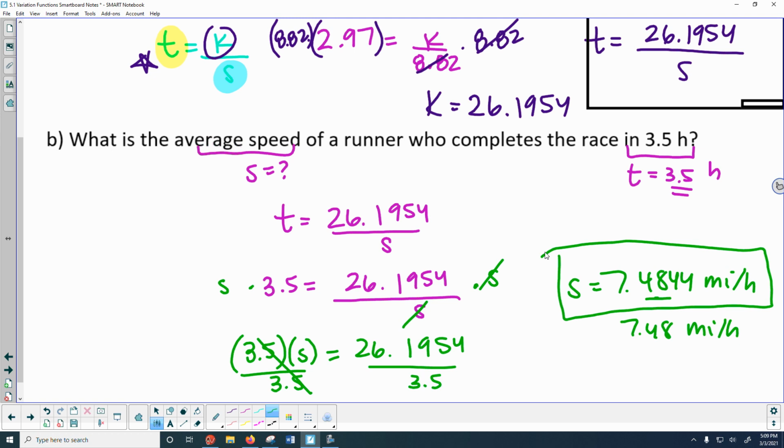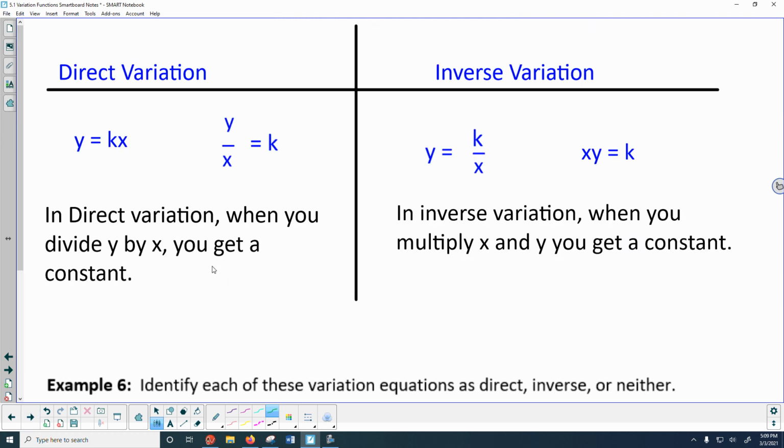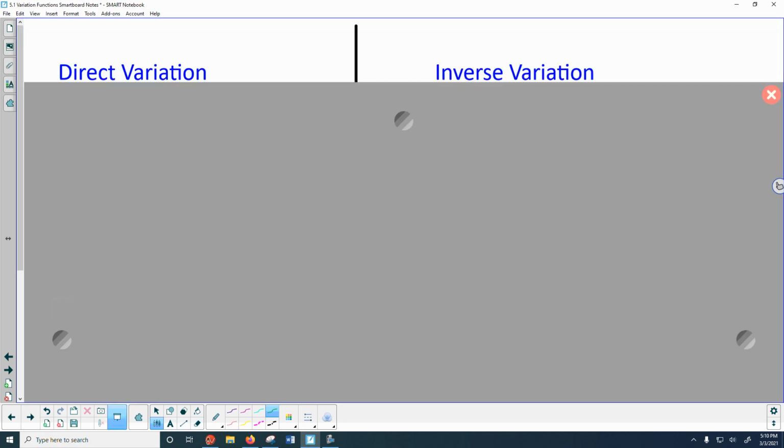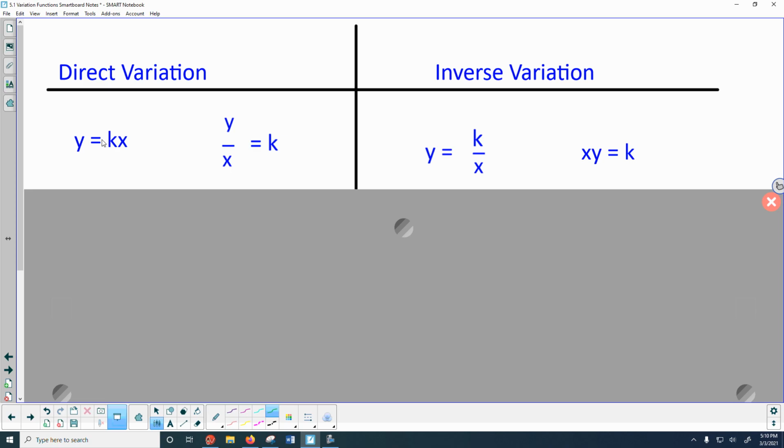All right, so there's a word problem with inverse. Now, there is one other type. Before we do that, I just want to make sure we have these two patterns down. Anytime it's direct, that's y equals k times x. So indirect, we'll talk about this part actually here in a second. So let me just hide that for a second. So it's y equals k times x.